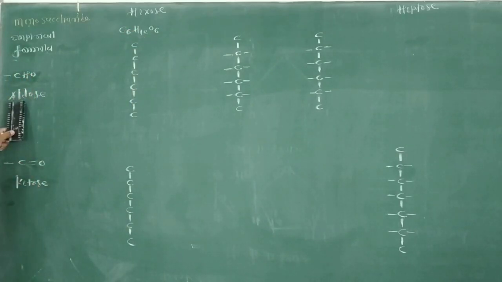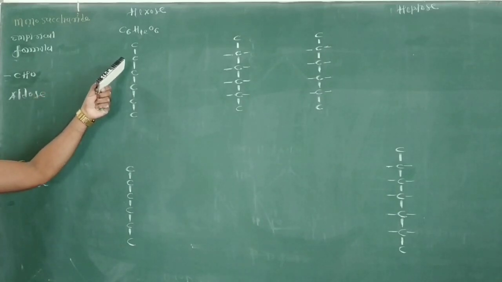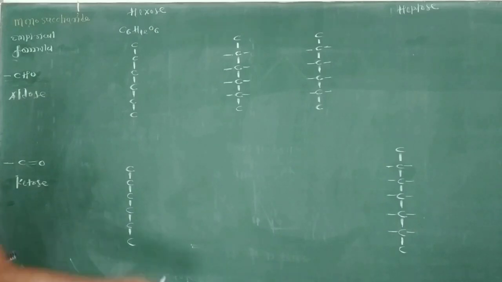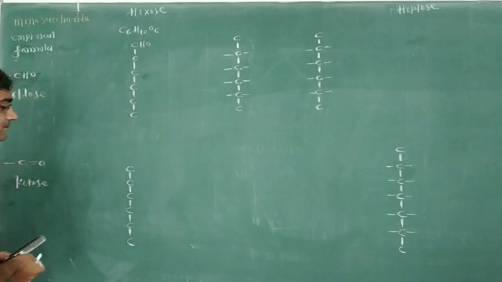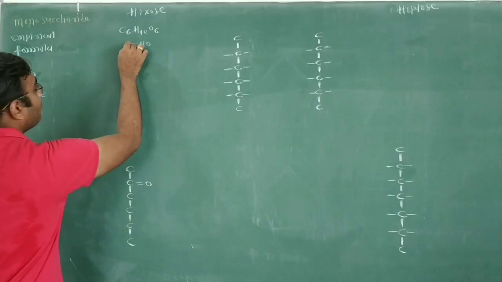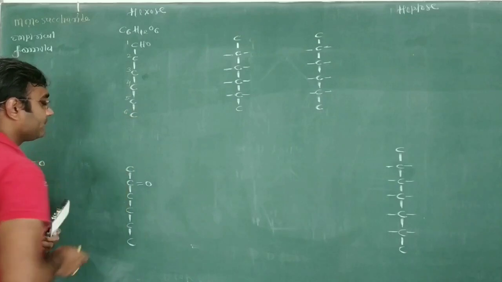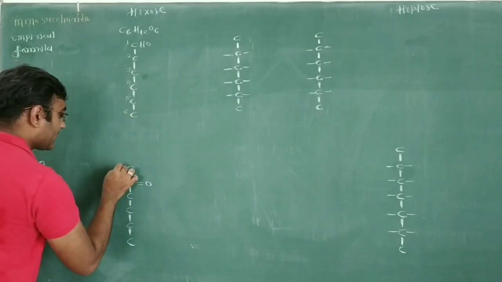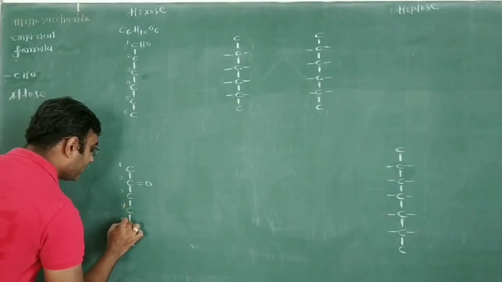Now hexose sugar is divided into two: some having an aldehyde group, that is aldohexose, and some having a ketone group, that we can say ketohexose. First we prepare the structure for aldohexose. The aldehyde group is always present at the first carbon and the ketone group at the second carbon. First carbon, second, third, fourth, fifth and sixth.